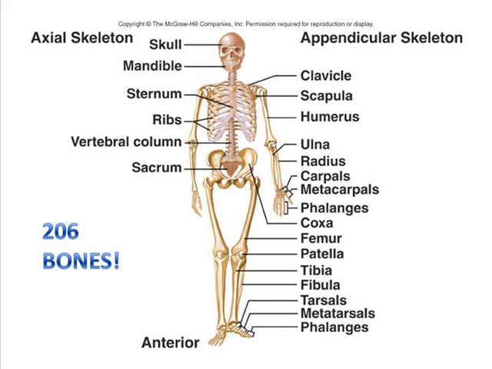The adult skeletal system is divided into two regions: the axial skeleton, all the labels on the left, and the appendicular skeleton, all the labels on the right.